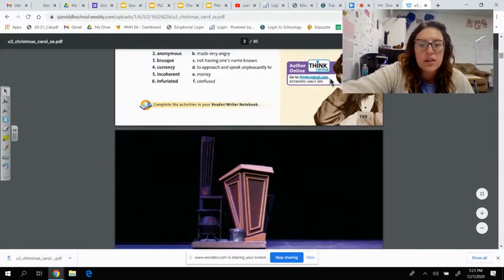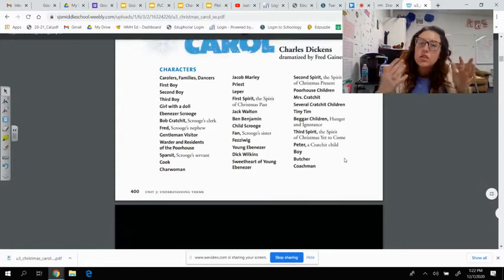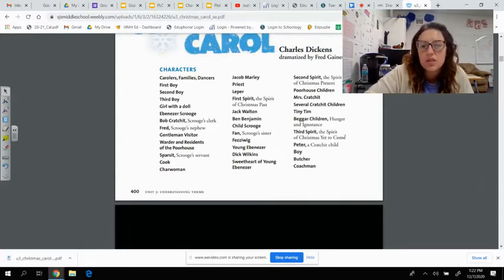There's also a part right here at the beginning. It will tell you the characters and a little bit about the characters that are not our primary, kind of our secondary, not as important characters. It tells you who they are.